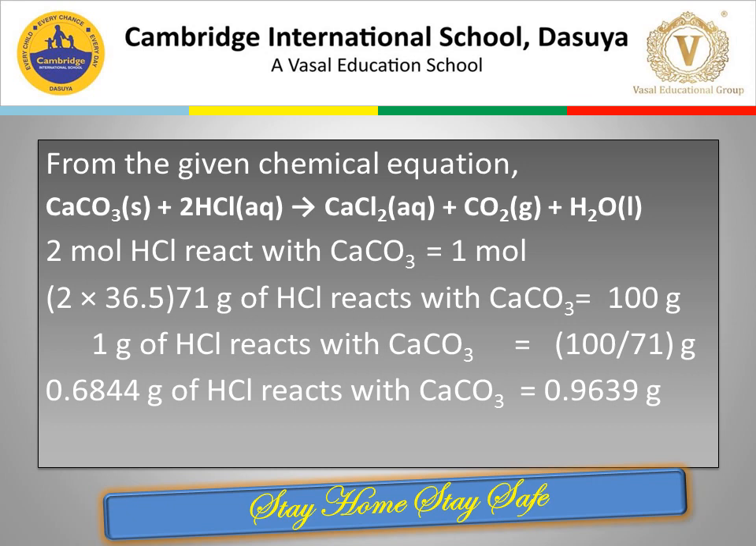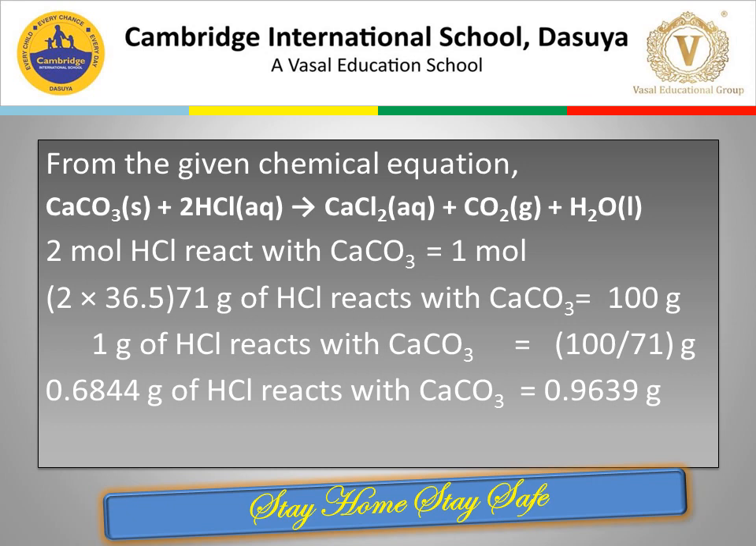Okay, 2 mole means 2 into 36.5 gram, that is equal to 71 gram. 36.5 is the molar mass of HCl. So 71 gram of HCl reacts with calcium carbonate equals to 1 mole, and the weight of 1 mole of calcium carbonate is 100 gram, that is the gram molar mass. Since 71 gram HCl reacts with 100 gram calcium carbonate, therefore 1 gram of HCl will react with 100 upon 71 gram of calcium carbonate.